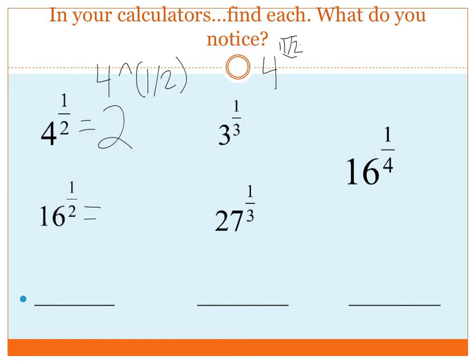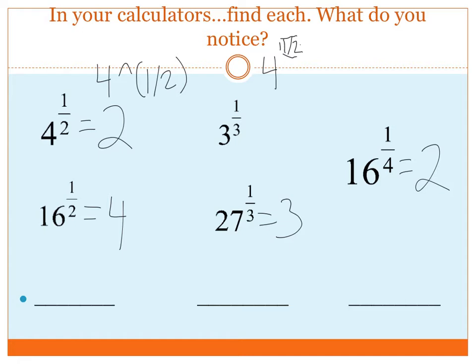16 to the 1/2. Well, 16 to the 1/2 isn't going to be 8. It's not 16 times 1/2. It's like the square root. So what we'd end up getting would be 4. And we can try some of these other ones. 27 to the 1/3. The cube root is essentially what that is. It's going to be 3. 16 to the 1/4. The fourth root. If you were to type that into your calculator, you'd end up getting 2. 2 to the 4th is 16. 16 to the 1/4 is 2.